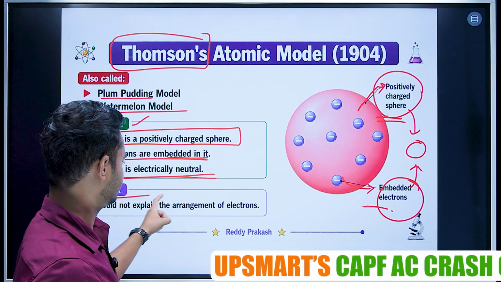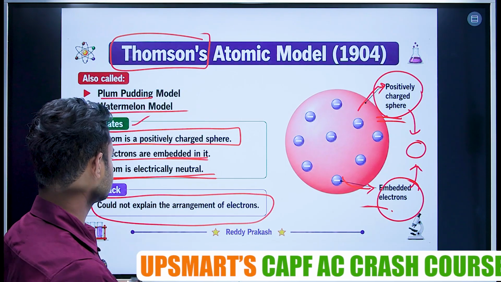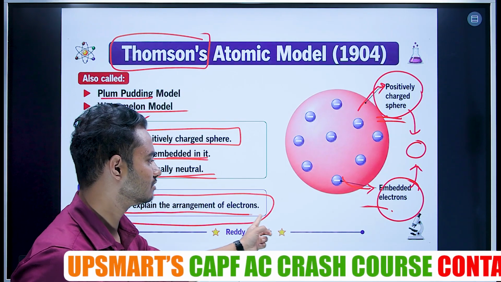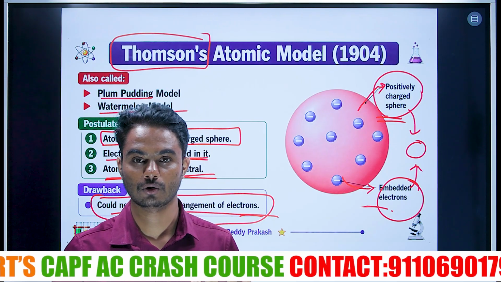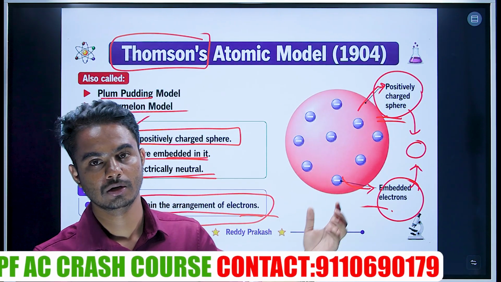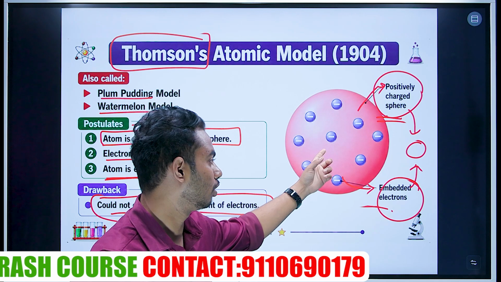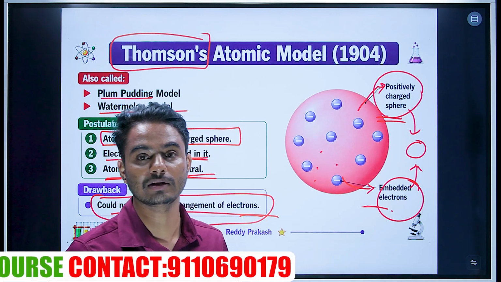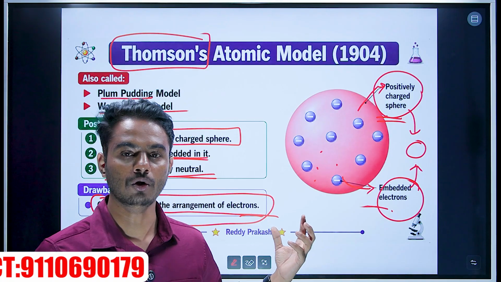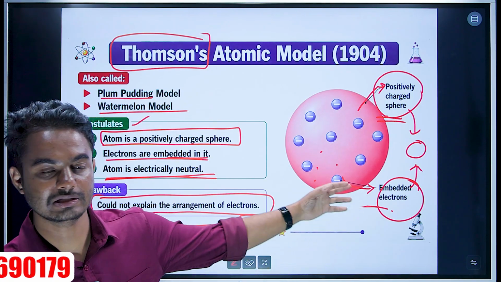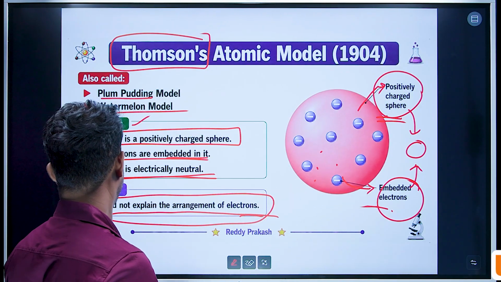But the drawback of his model was he couldn't explain the arrangement of electrons properly. Today's understanding of electrons is around shells, but he couldn't explain at what places the electrons are, and he couldn't explain why. The why aspect was not given. This was explored by later scientists. This is a drawback.